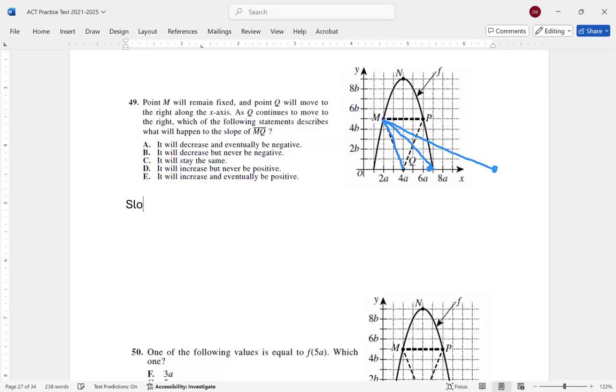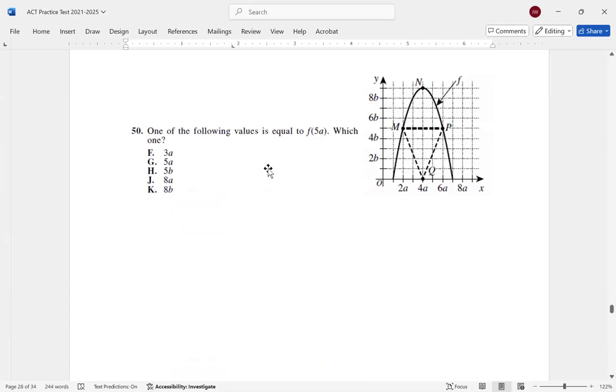So slope will increase, but always be negative. No matter how far you move it to the right, since it's on the x-axis, it'll still be negative. So let's look at the options for that. Well, I said always be negative. D says increase, but will never be positive. So D is the correct answer. It will increase, but it will never be positive.